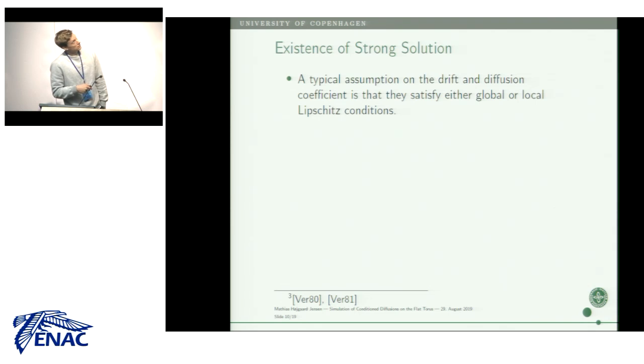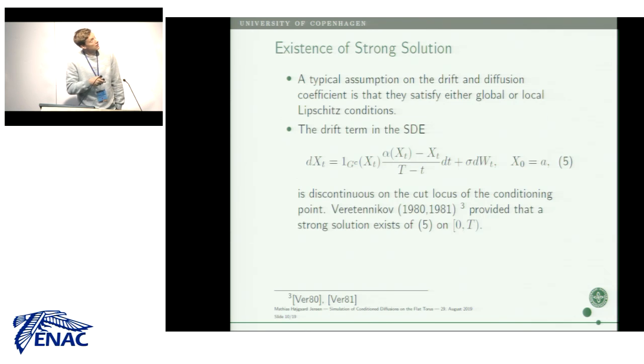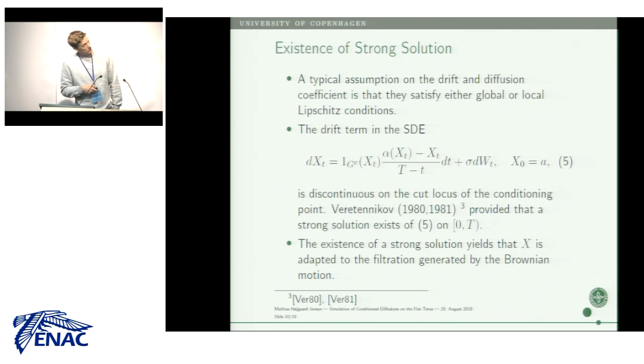So to ensure the existence of a strong solution, typical assumptions are that the drift and the coefficient need to satisfy some global or local Lipschitz properties, and clearly we don't have that. But Veretennikov showed that even in this case we have a strong solution of our SDE. So that means that our process is actually adapted to the filtration generated by the Brownian motion, which is rather nice.